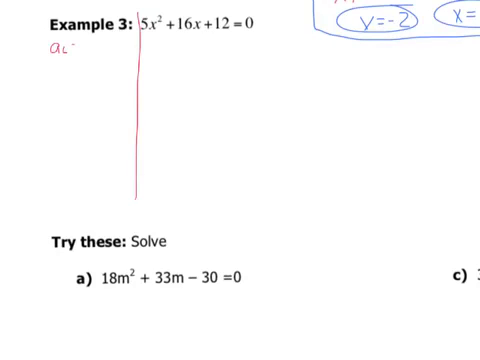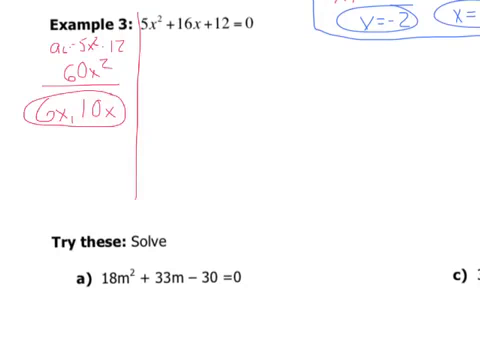So AC over here is 5x squared times 12. 5 times 12 is 60x squared. So I'm trying to find the factors of 60x squared that add to 16. Can you think of 2 numbers that multiply to 60 that add to 16? 10 and 6. Okay, so we're going to use 6x and 10x. If you need to list out factors, that's fine. We're going to use 6x and 10x.